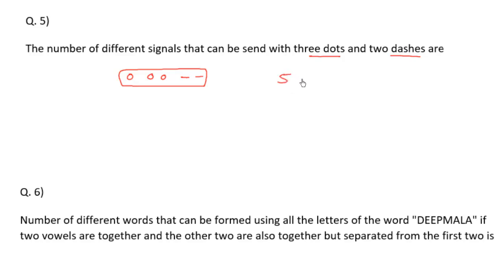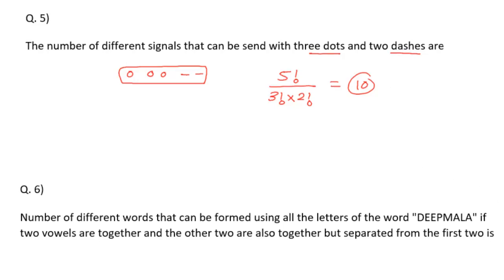So if all 5 are different, then it is 5 factorial, but 3 among them are alike, so it will be divided by 3 factorial. Similarly, 2 of them are of the same kind, so we have to divide it by 2 factorial. So effectively this is 10 and that becomes the right answer. Very, very simple question, and elementary knowledge of PNC will help you to solve this easily, right? Now let's move to the next question.